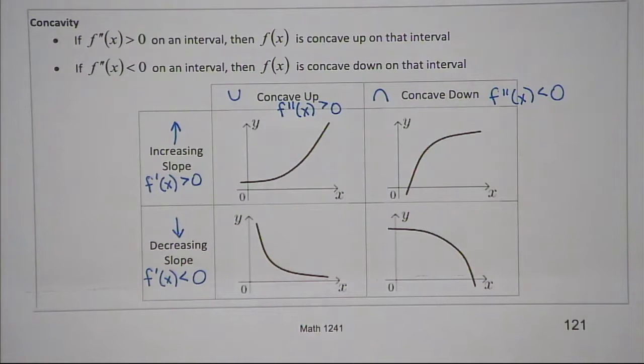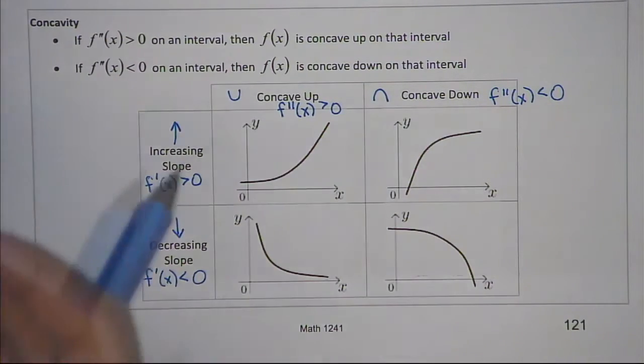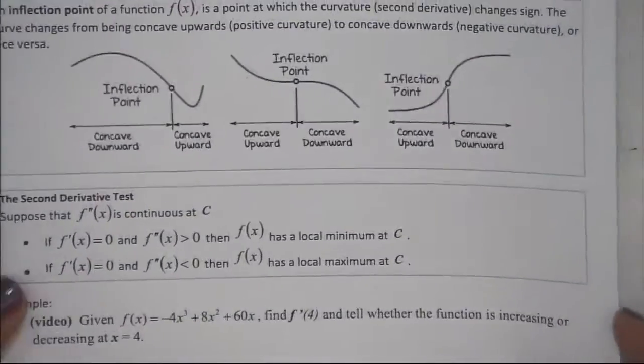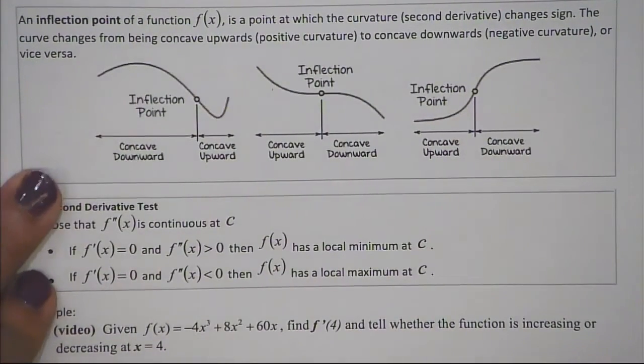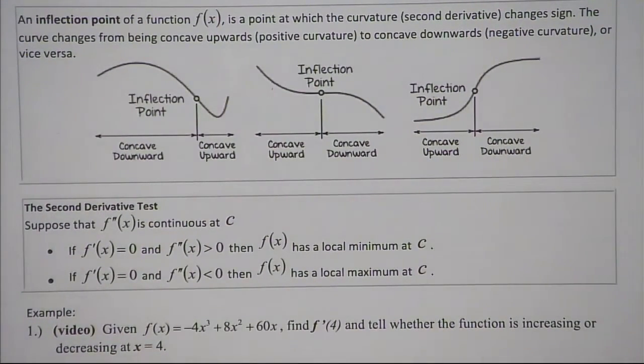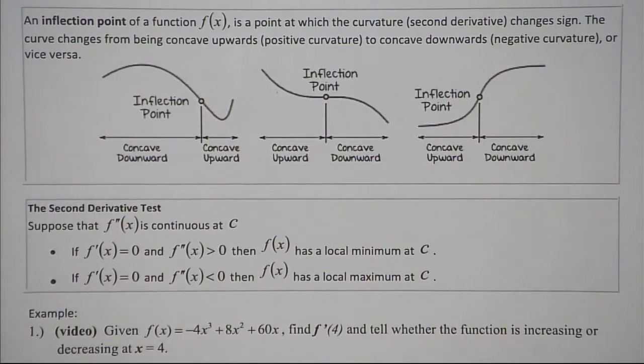All right, so let's talk about concavity then, continuing with second derivatives. Where your graph changes from concave up to concave down, those are called points of inflection, or inflection points. Hopefully you remember that. Somewhere in algebra you learned that.